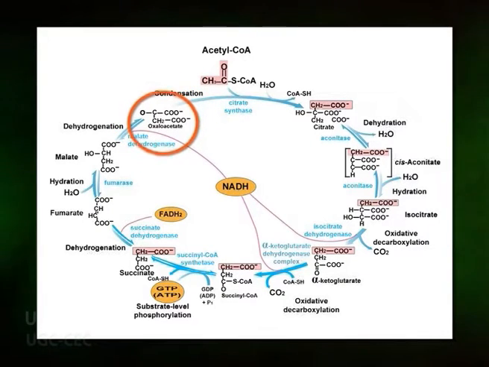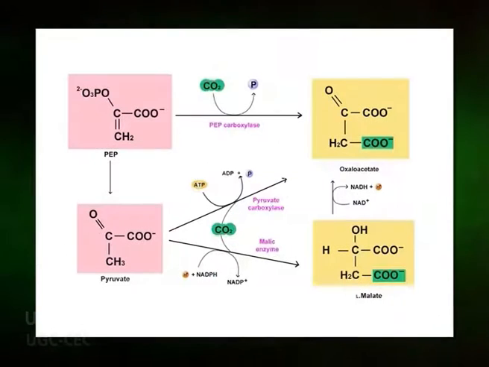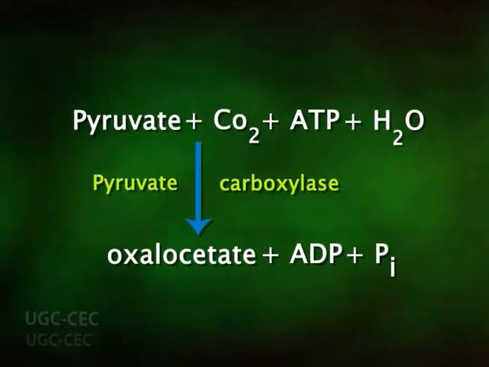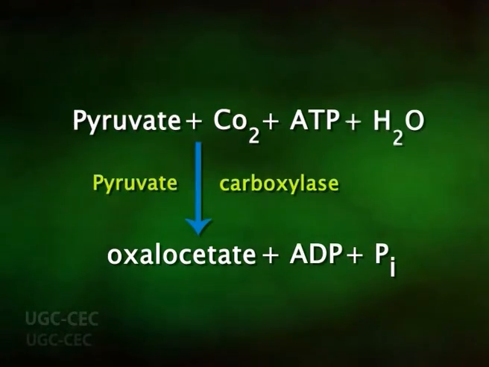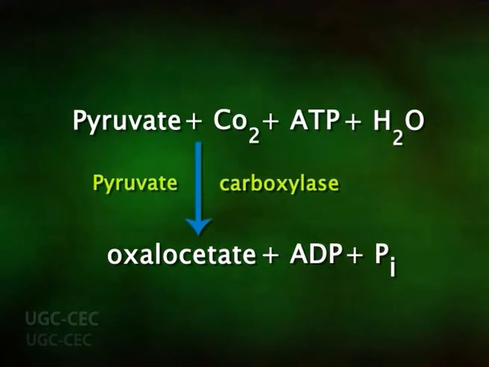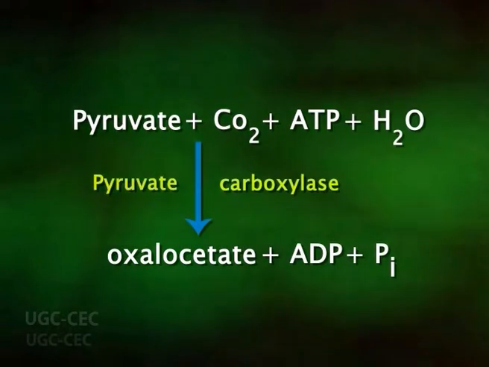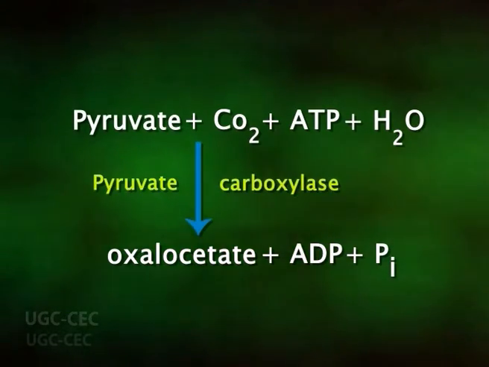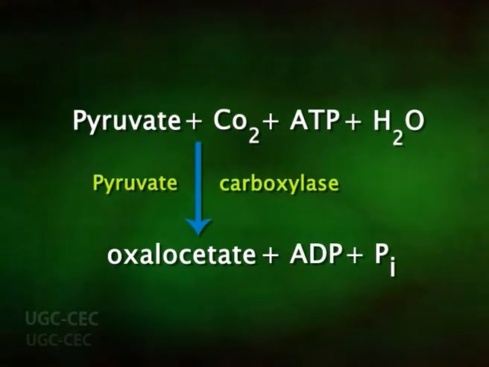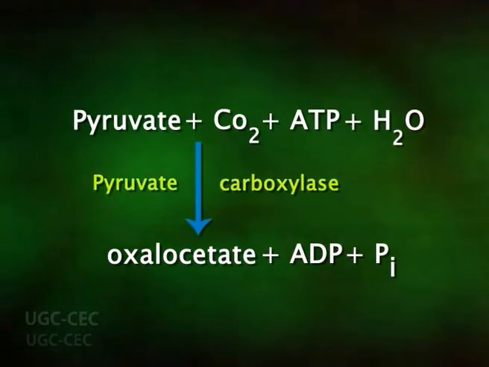Oxaloacetate can be considered as a primary substrate of the TCA cycle. It is replenished from pyruvate by the gluconeogenic enzyme pyruvate carboxylase. This is the reaction where pyruvate plus carbon dioxide, ATP and water gives oxaloacetate plus ADP plus inorganic phosphate. Pyruvate carboxylase is activated in presence of acetyl coenzyme A. Pyruvate can also replenish malate.